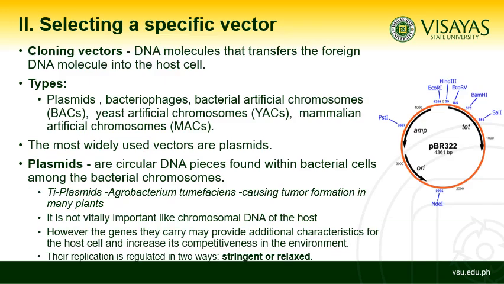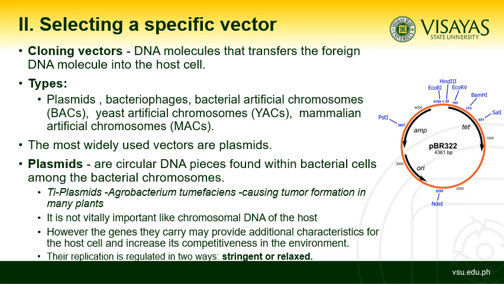The second one is the selection of a specific vector. So when we say vectors or cloning vectors, these are carrier molecules which can carry our gene of interest into a host that is responsible for the replication. And these replicate there along with the gene of interest, making multiple copies of it. So cloning vectors are DNA molecules that transfer the foreign DNA molecule into the host cell. Cloning vectors have the ability to self-replicate, and they also have the ability to integrate into the host cell. That's why they are used for cloning.